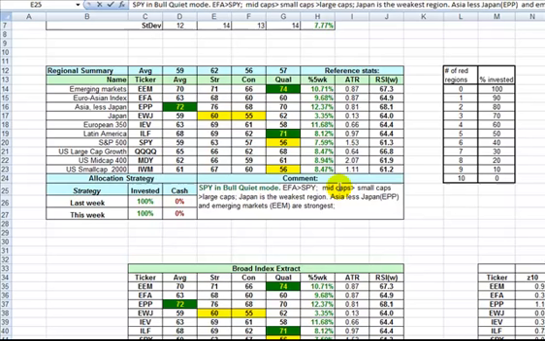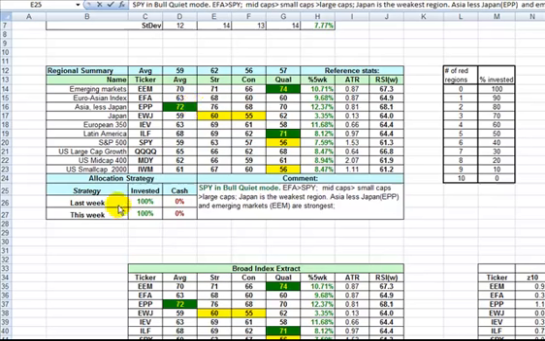In the US, we see that mid caps are better than small caps or large caps. We see that Japan is the weakest region at 59, and Asia less Japan at 72, and emerging markets at 70 are the strongest. The 72 in EPP, Asia less Japan, is significant because that's in about the top 15% now of the entire global market model. So that's our general setup.